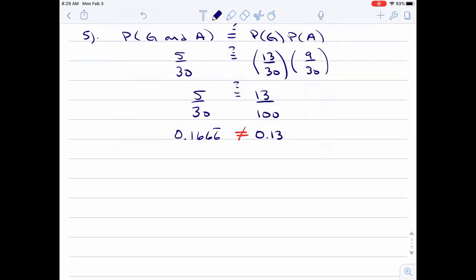Since these two things are not equal to each other, we know that pulling a girl and pulling an A student are not independent of each other. So what does that tell us about the girls? If we're pulling an A student, then that's not independent of pulling a girl or a boy. We don't really know which way it's going. It could be that the girls are writing worse on tests, but in this case the counts are showing it's a little bit higher. And so we're saying that they're not independent.